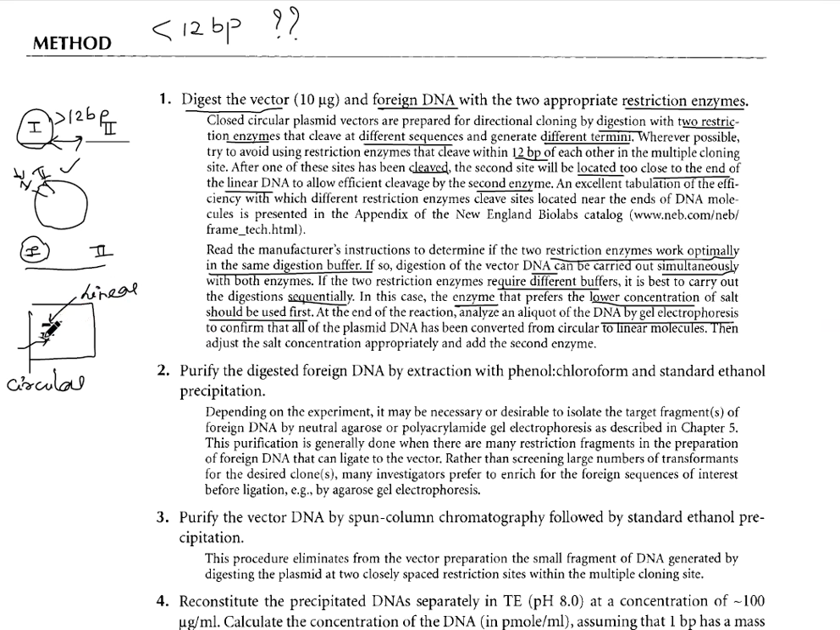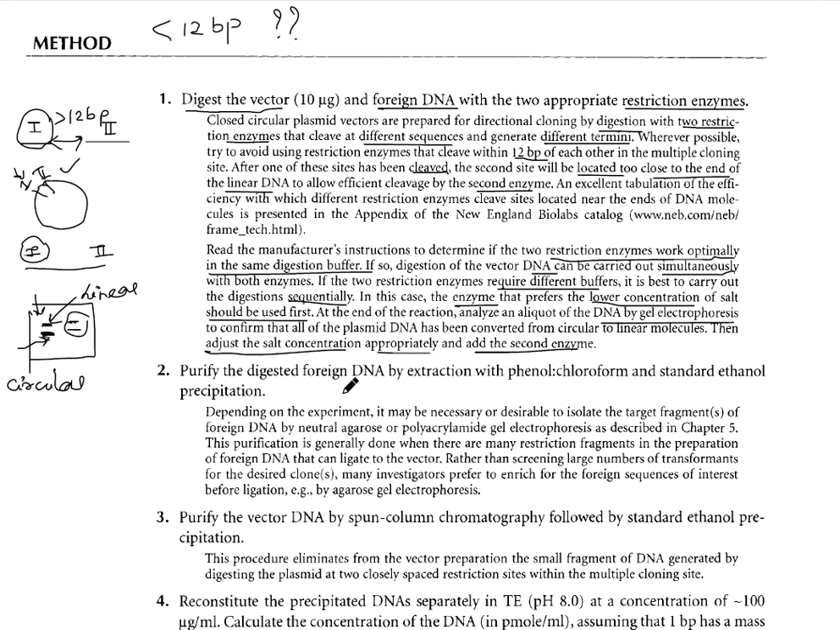Okay, always you have to use a reference where you can compare that this band is for circular and this band is for linear. Okay, you have to check in the gel. This is the reference, the first column is the reference, and this is our target study. You have to check whether the band is linearized or not. If it is linearized, then you can proceed with the second restriction digestion. Then you can adjust the salt concentration appropriately and add the second enzyme.